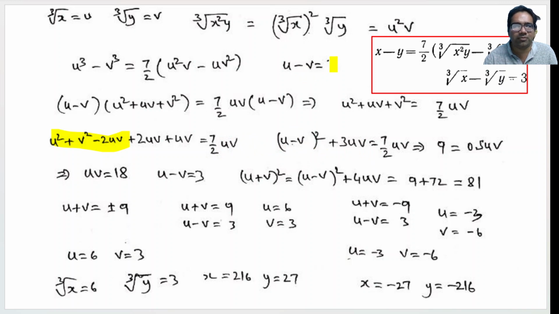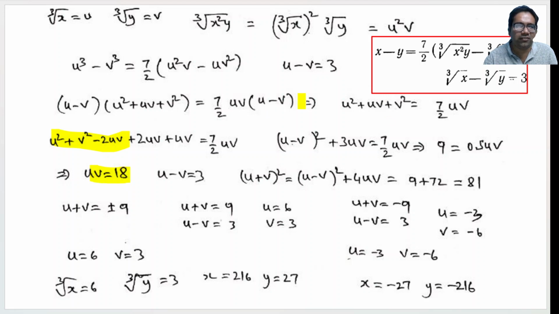What is u minus v? U minus v is 3. U minus v whole square is 9. So 9 plus 3 uv equals 7 by 2 uv, so 9 equals 7 by 2 uv minus 3 uv. That is 3.5 uv minus 3 uv, which is 0.5 uv. That means uv equals 9 by 0.5, which is 18. Right, uv is 18. Very good.